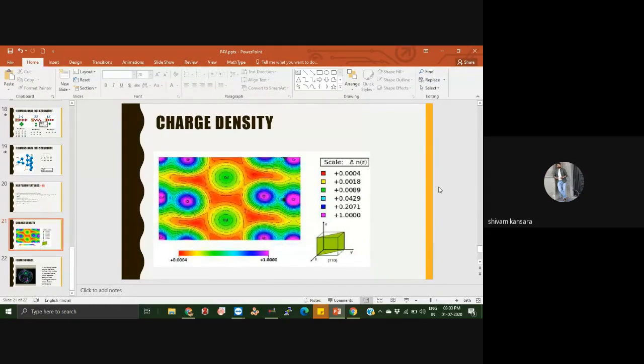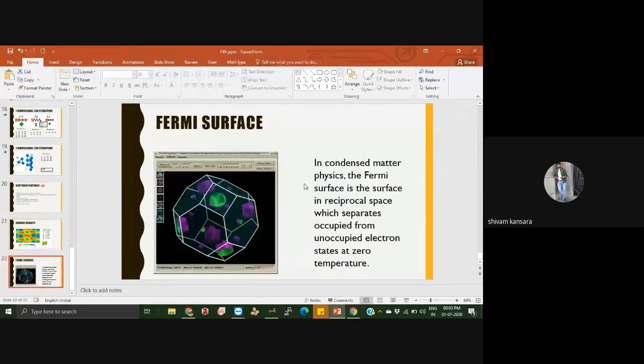Okay, this finishes the live demonstration of the charge density. This is one example of charge density where red means no charge while pink has the maximum charge, which is represented by the number 0.0004 and pink color as 1, the maximum. Now this is the Fermi surface.